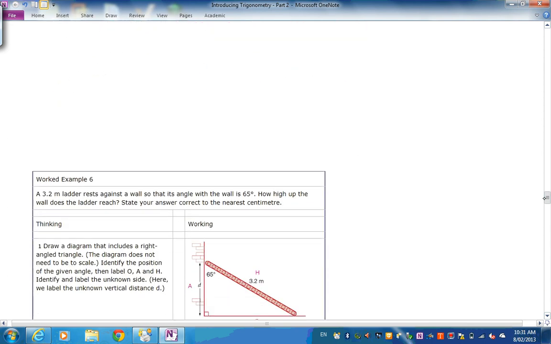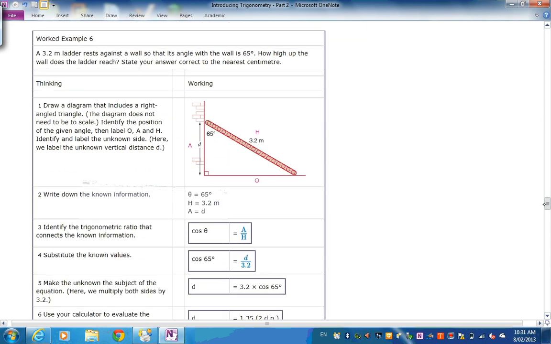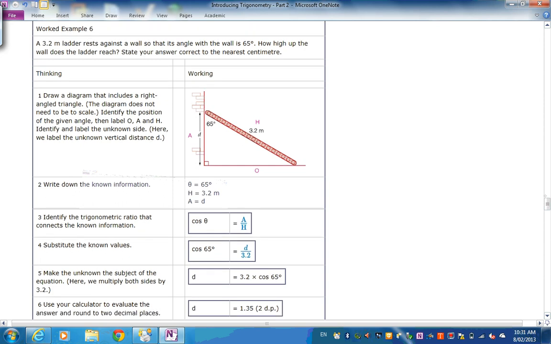What we're going to do now is to say, well, that's all right, that's theoretical mathematics, but can we use it in the real world? And the exciting thing is we can. Here we have our problem. A 3.2 metre ladder rests against the wall, so its angle with the wall is 65. There we have it, a drawing. We need a diagram for a start. Must have a good diagram. How high up the wall does the ladder reach?